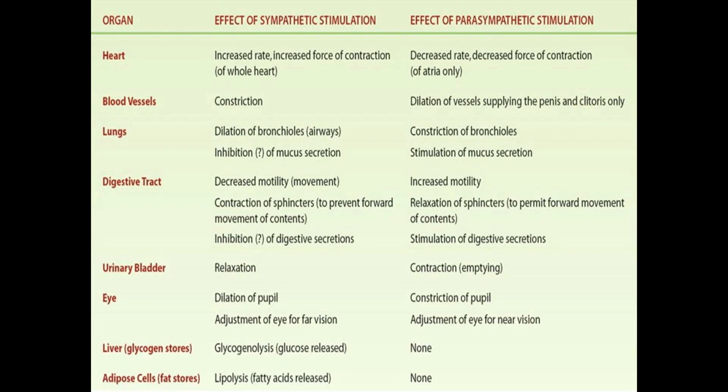On this picture, I would like you to remember the effects of sympathetic and parasympathetic stimulations. As a rule, they are antagonistic. For example, heart, effect of sympathetic stimulation is increased heart rate, increased force of contraction. Effect of parasympathetic stimulation, decreased heart rate, decreased force of contraction. For example, digestive tract, effect of sympathetic stimulation is decreased motility, contraction of sphincters, inhibition of digestive secretions. Effect of parasympathetic stimulation, increased motility, relaxation of sphincters, stimulation of digestive secretions. Eye, dilation of pupil, adjustment of eye for far vision in cases of sympathetic stimulation, constriction of pupil, adjustment of eye for near vision in cases of parasympathetic stimulation.